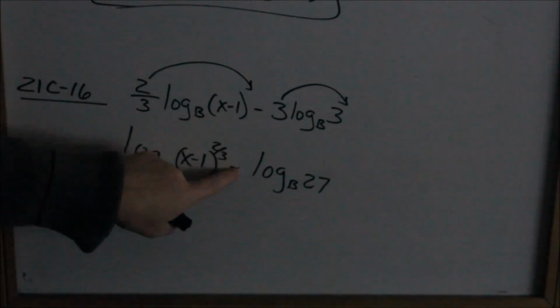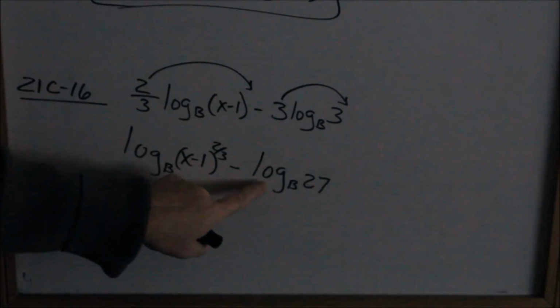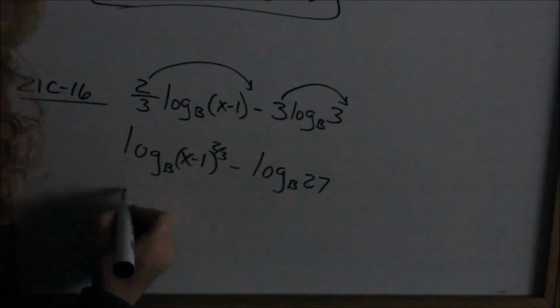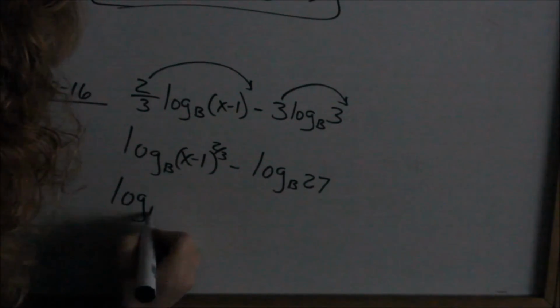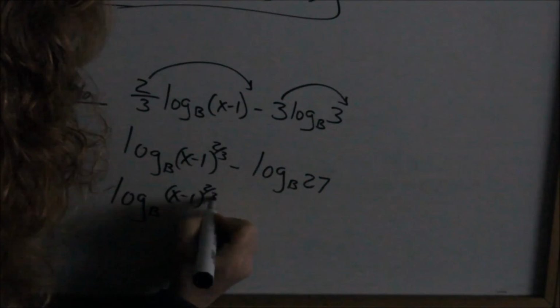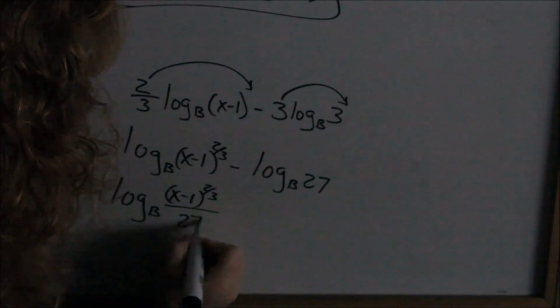Okay, when you are subtracting the log of two things, it's the same thing as the first one divided by the second one. So this can be rewritten as the log of base b of the first one divided by the second one.